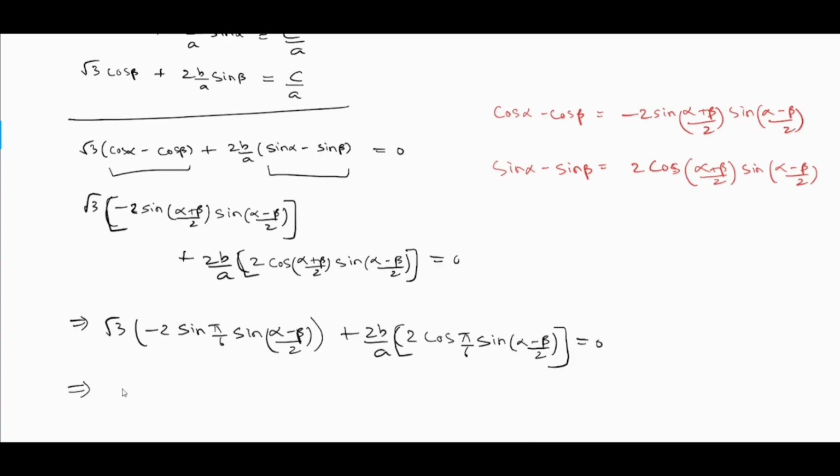You can just multiply root 3 inside, which turns out to be minus 2 root 3 multiplied by sine pi by 6, which is nothing but sine 30. Sine 30 is 1 by 2, multiplied by sine of alpha minus beta by 2, plus 4b by a into cos 30, which is root 3 by 2, multiplied by sine of alpha minus beta by 2, equals 0.